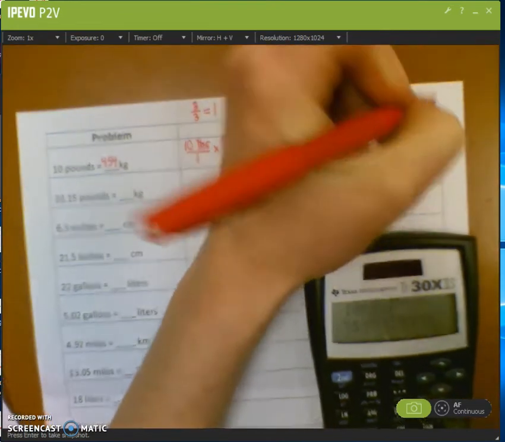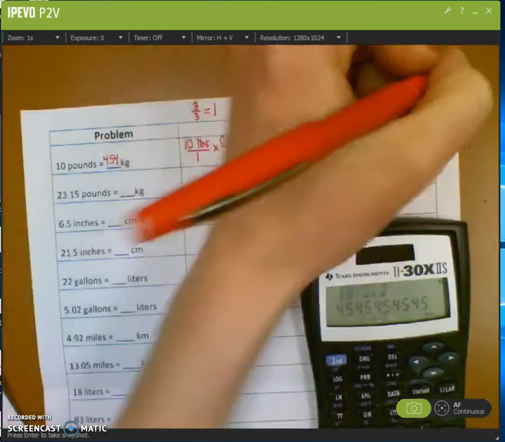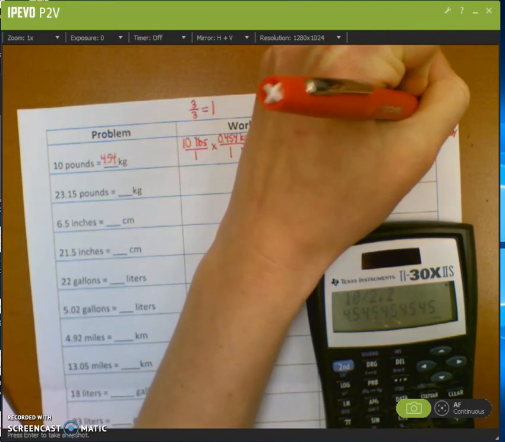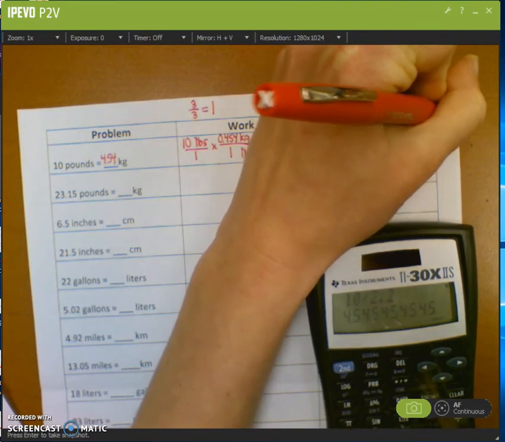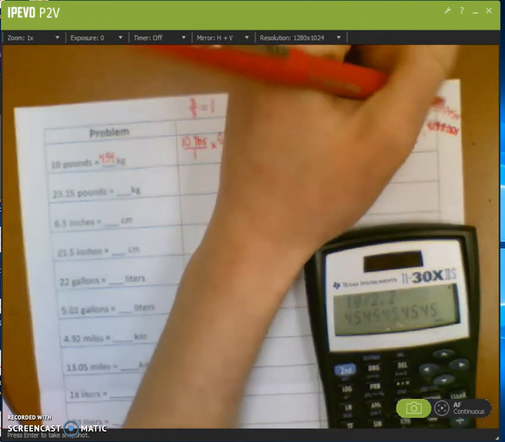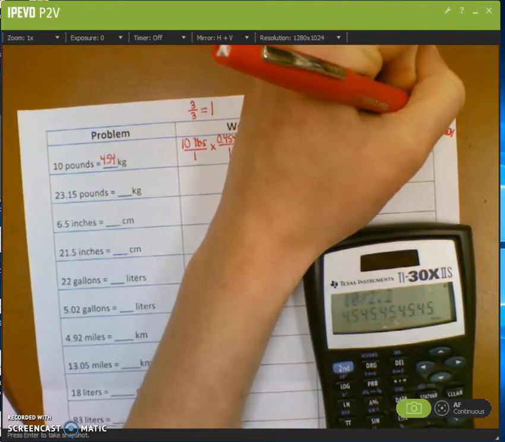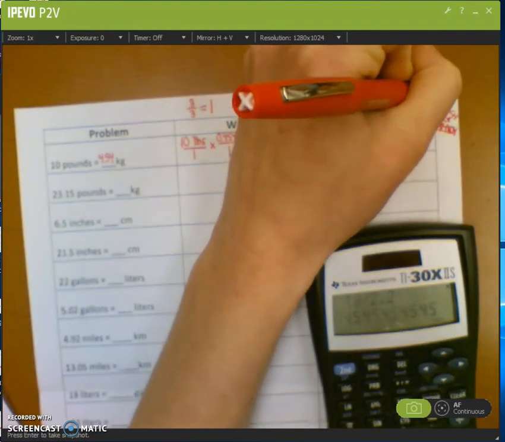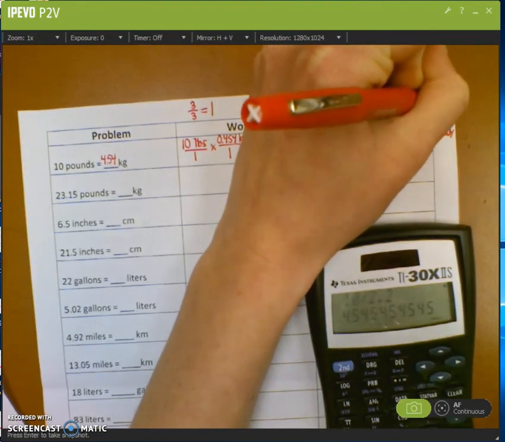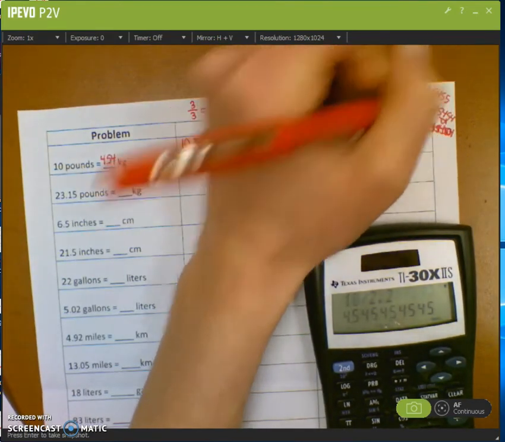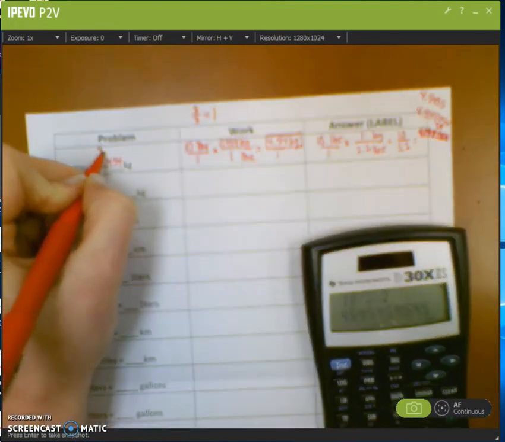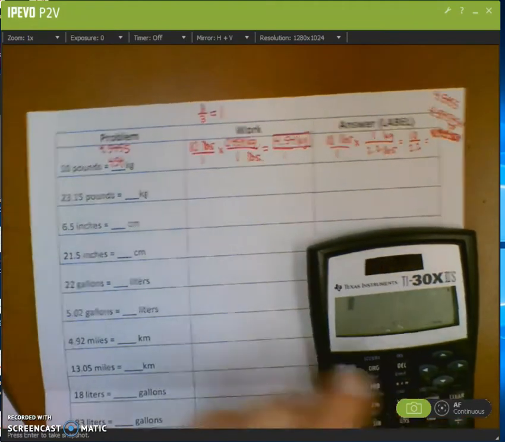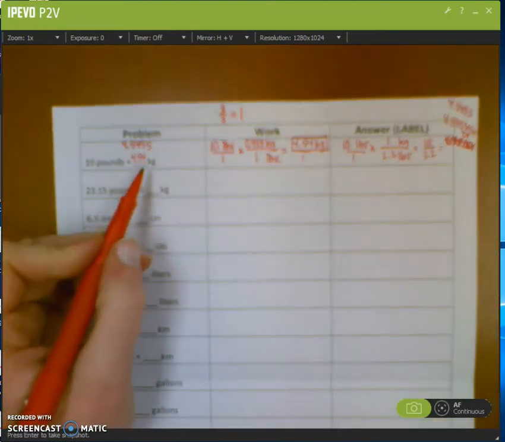Oops, I wrote this wrong. Let me rewrite this. It should be 4.545454. 10 thousandths is 1, 2, 3, 4 places out. The 4 looks at the 5, and the 5 tells it to round up. So this would actually become 4.5455. I would accept 4.5455 as an answer, or I would accept 4.54.